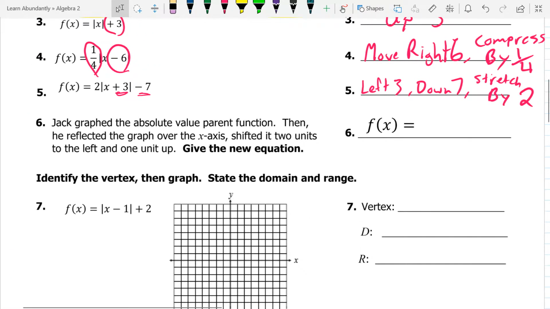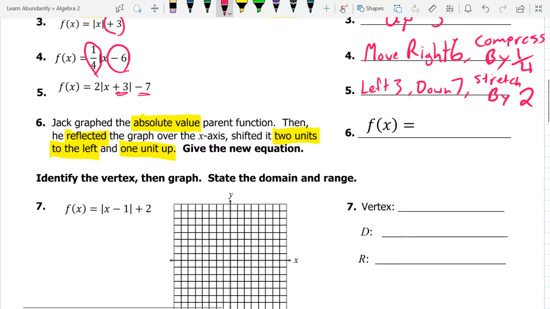Number 6, Jack graphed the absolute value parent function. So the absolute value parent function. And then he reflected it across the x-axis. He shifted it 2 units to the left and 1 unit up. And then it asks us to write the new function. So I'm using f of x notation. I give you the f of x here. On your quiz, you can use y or f of x, but I went ahead and typed it in myself here. So I'm going to give the new equation.